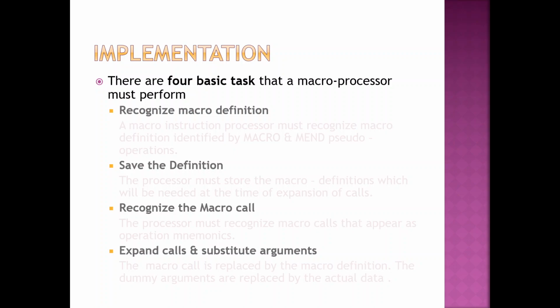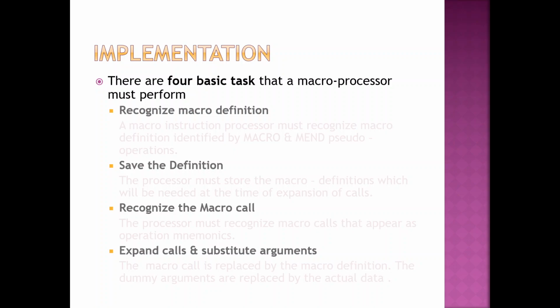Now the programmer has written a macro in this format, and the work of the macroprocessor is to first recognize if there is a macro definition. Macros are usually written before the main program, so it has to first search for the keyword macro. Whenever it finds the keyword macro, it assumes that it has found a macro definition. The next line after the keyword macro will be the name of the macro.